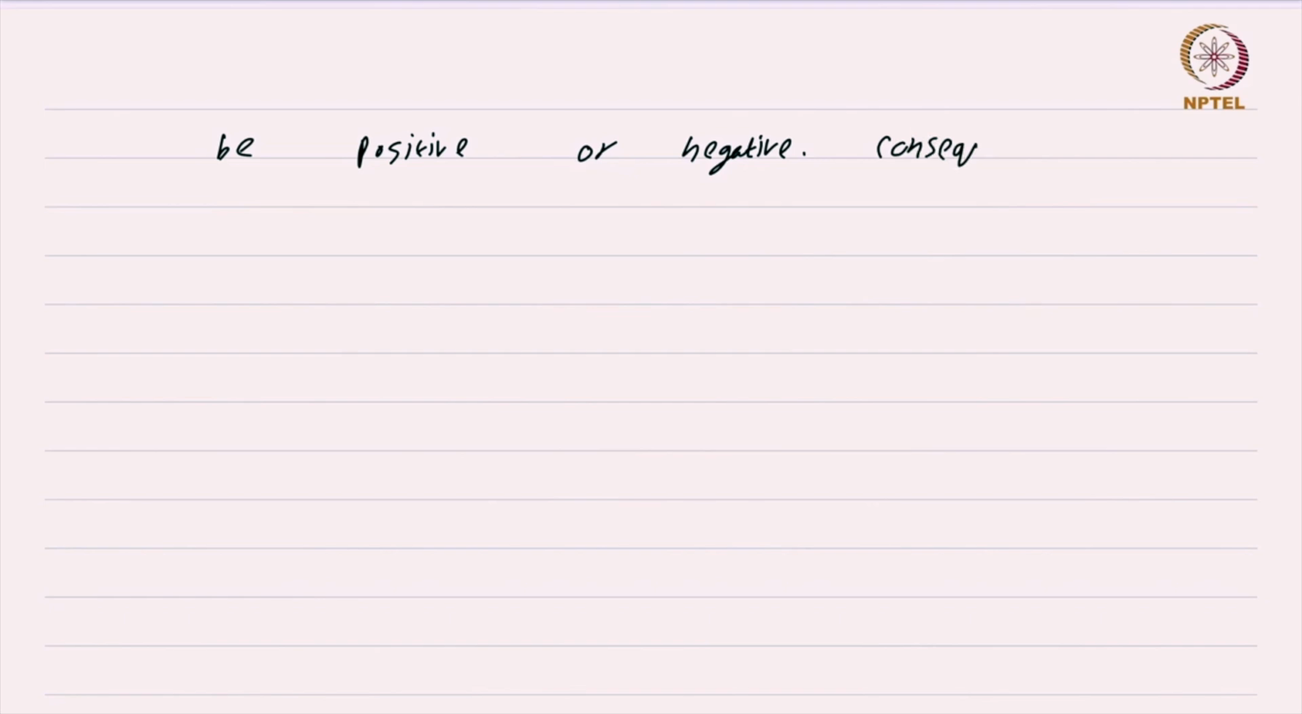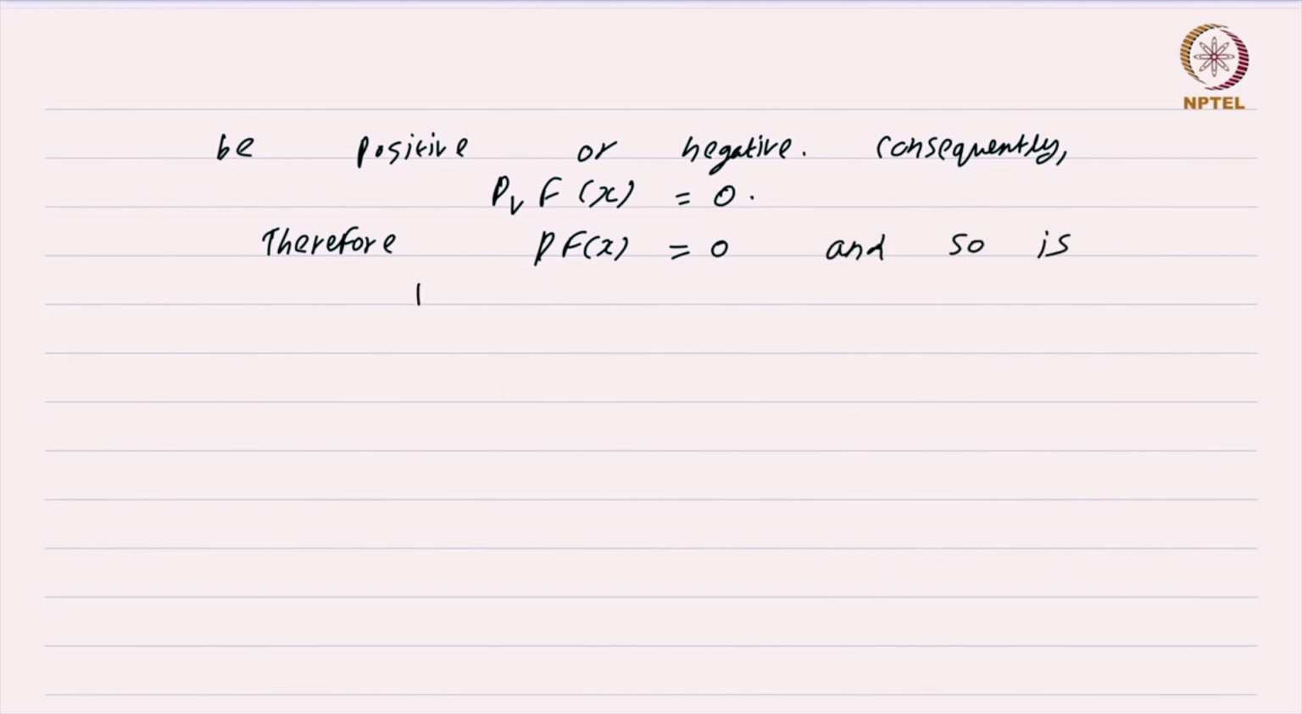Consequently, D_v f(x) is 0. And this is true for all vectors v. Therefore D_v f(x) is 0, and so is grad f. So this concludes the proof.